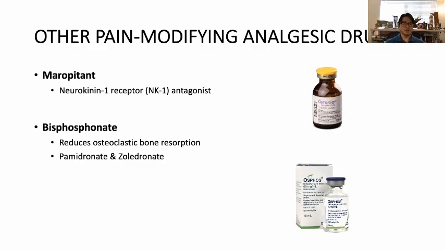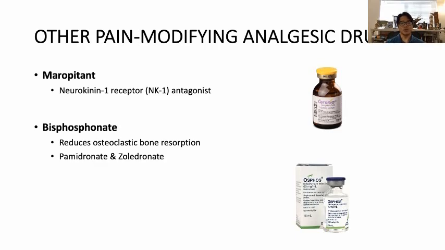Bisphosphonate is commonly used for osteosarcoma because it reduces osteoclastic bone resorption. Some studies have found it may benefit patients with severe osteoarthritis where they have a lot of bone formation within the joint. The two medications that we commonly use in pets are pamidronate and zoledronate. Bisphosphonate is only given IV, not orally, because the bioavailability is very, very low.